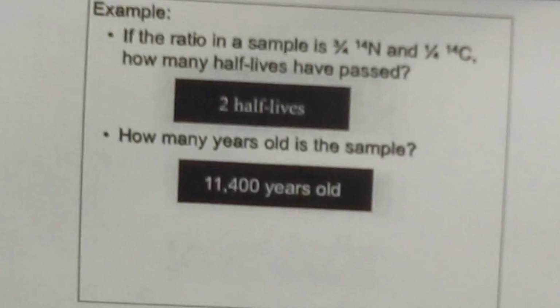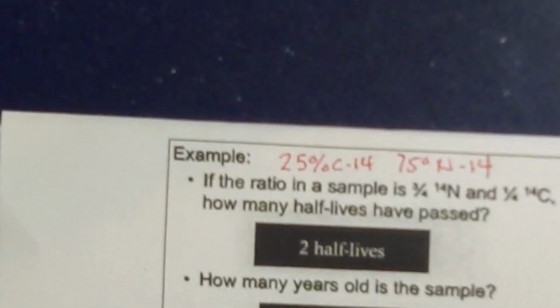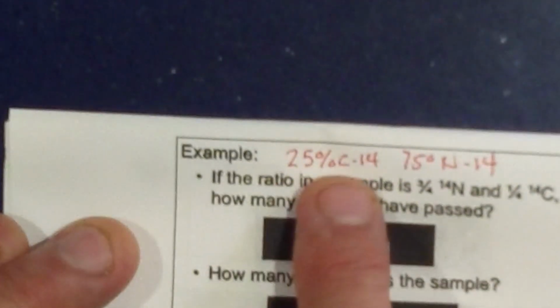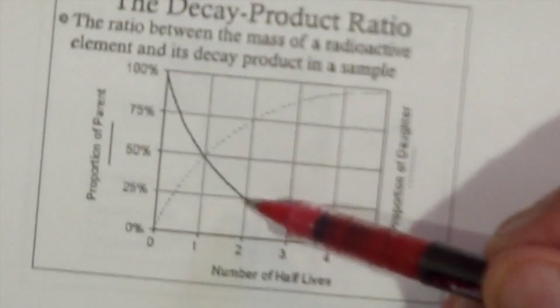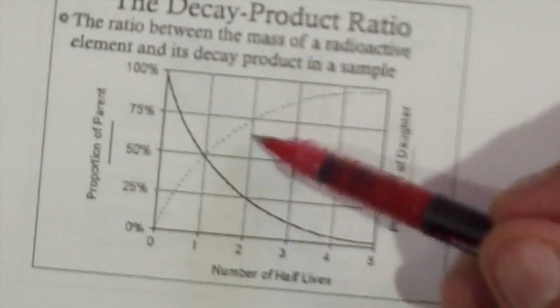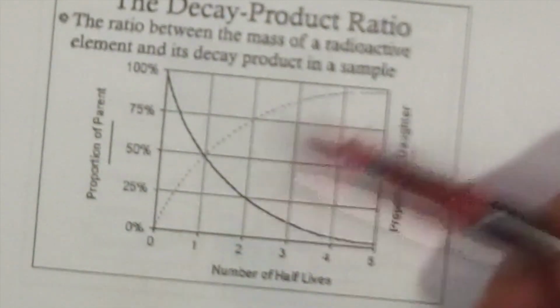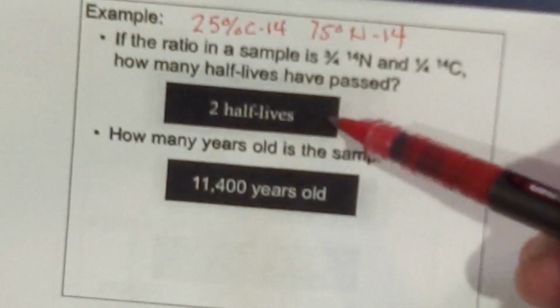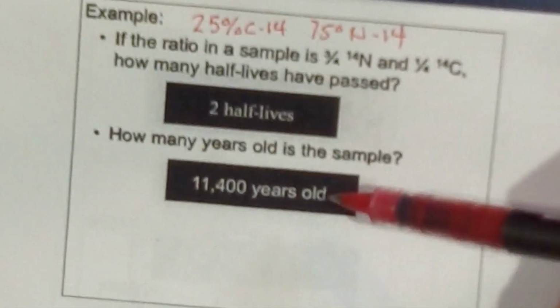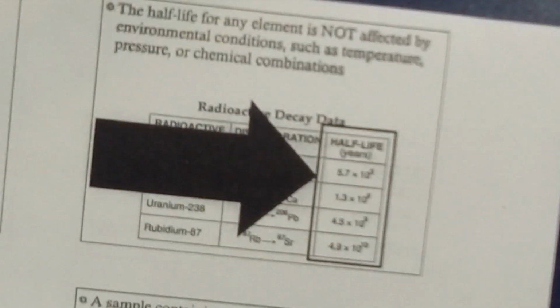If the ratio in a sample is 3/4 nitrogen-14 and 1/4 carbon-14, how many half-lives have passed? To change that to percentages, we have 25% carbon-14 and 75% nitrogen-14. Looking at the chart, that's 2 half-lives. Since carbon-14 has a half-life of 5,700 years, 2 half-lives is equal to 11,400 years. The half-life for any element is not affected by environmental conditions, such as temperature, pressure, or chemical combinations.